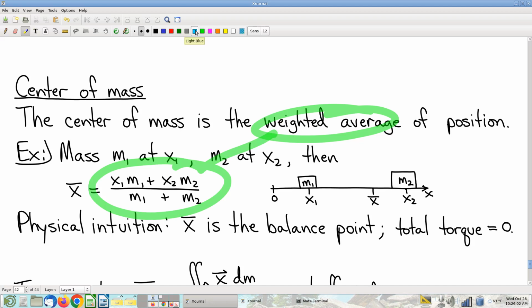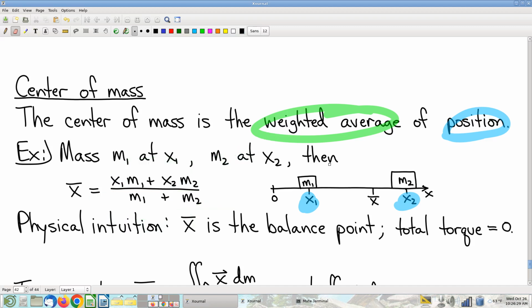It's a weighted average of position. If you have mass at various different locations, the center of mass is just the weighted average of those locations themselves. So we're going to average the x coordinates, as it were, in this case, with the weights, of course, being the masses. So a very simple way to think about it.